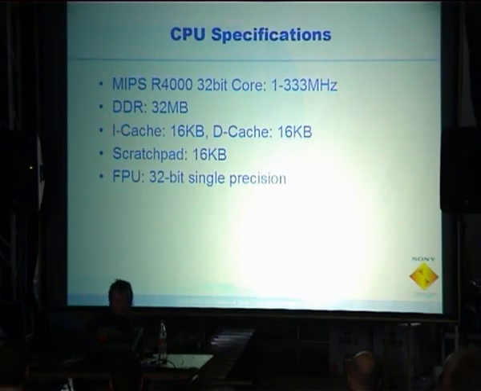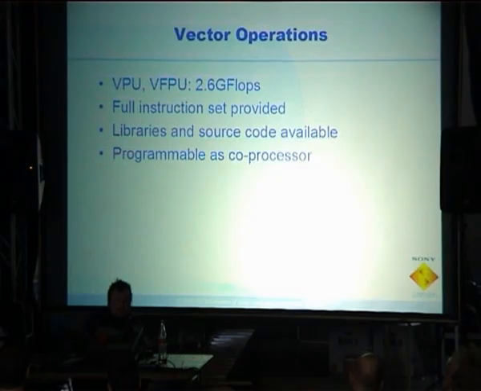It's got 16K instruction cache, 16K data cache, 16K scratchpad, and it also contains a 32-bit single precision FPU. Vector operations are running on the VFPU at 2.6 gigaflops. Full instruction set provided. We also supply libraries and source code for it, and it's programmable like a normal coprocessor.